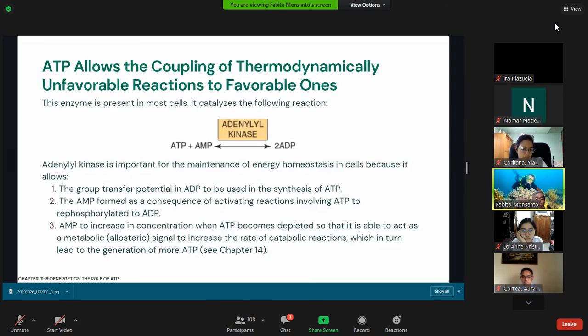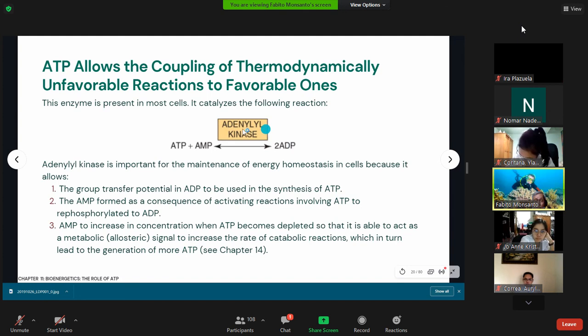All right. So ATP allows coupling of thermodynamically unfavorable reactions to favorable ones. So look at this. AMP loses one of its high energy phosphates, and it reacts with ATP. So one phosphate is added to that, and that makes it ADP. So we have now 2 ADP.